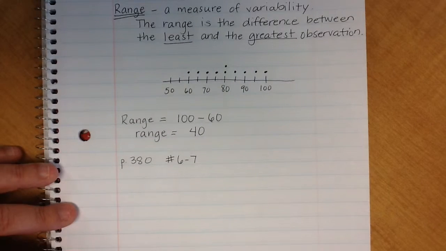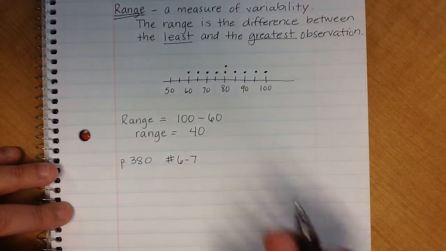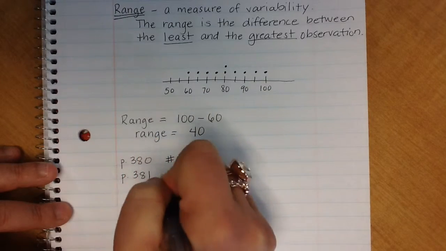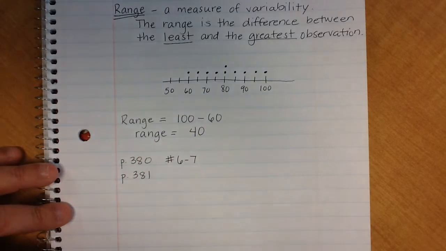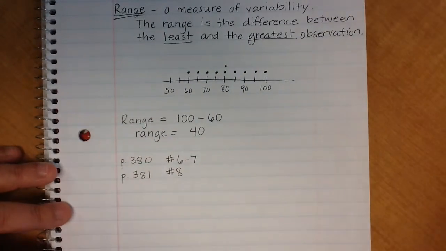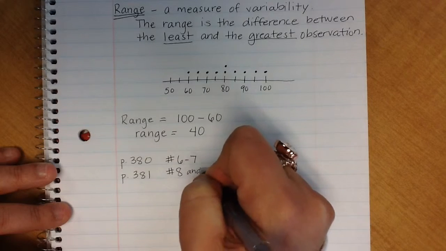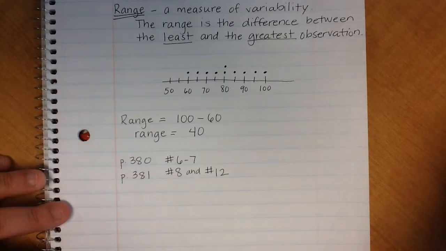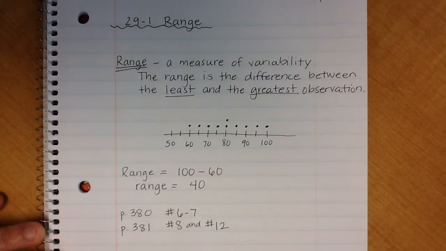And then I'd like you to get a regular sheet of paper, not notebook paper, and go ahead and work out the lesson practice on page 381. And you're going to do numbers 8, which has 3 parts to it, A, B, and C, and number 12, which also has 3 parts to it. And that is going to be your assignment for tonight.